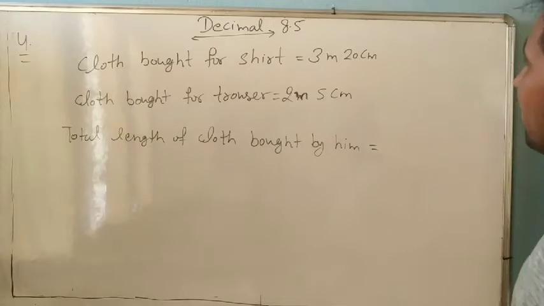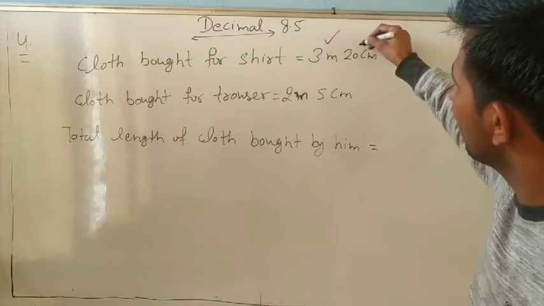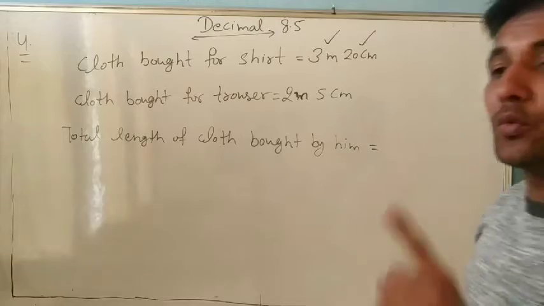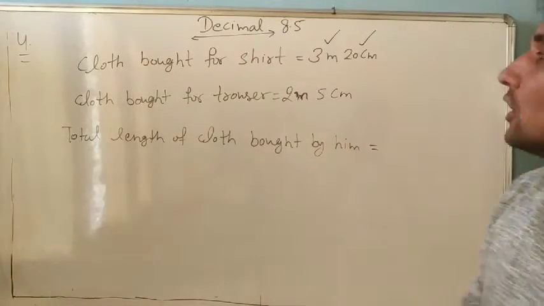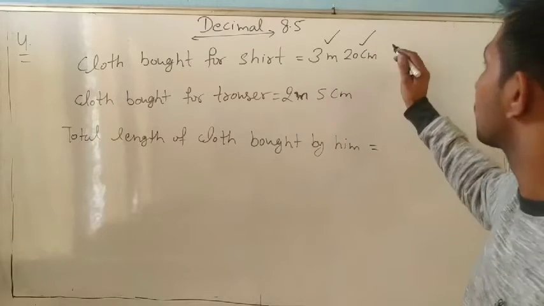But we observe one thing, it is given in meter and in centimeter. So we have to write either both in meter or both in centimeter. So we will change both in meter. So how will we change?